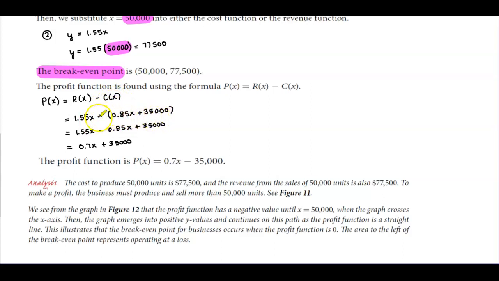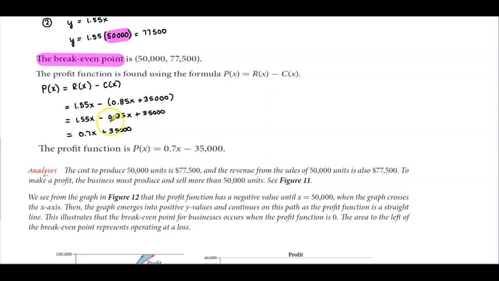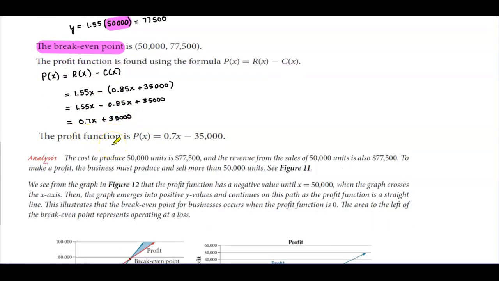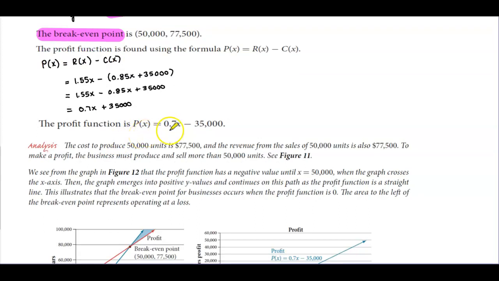So what we're going to do is distribute this minus sign to get 1.55x minus 0.85x minus 35,000. And then when we combine those terms, we end up getting 0.7x minus 35,000. So the profit function is p of x, which is equal to 0.7x minus 35,000.